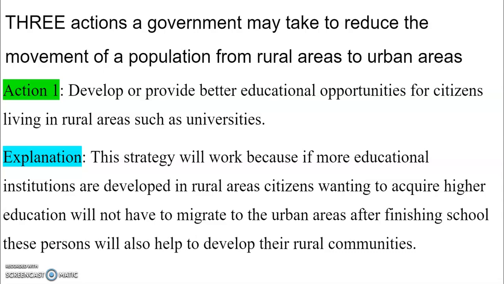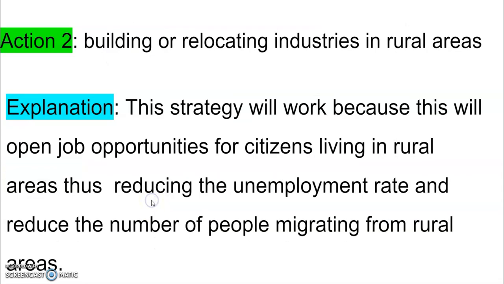and this is my explanation, this strategy will work because if more educational institutions are developed in rural areas, citizens wanting to acquire higher education will not have to migrate to the urban areas after finishing school, right? So these persons will also help to develop their rural communities, because if they have the universities in their areas, once they're finished studying, they'll be able to get jobs in their rural areas, thus developing the rural communities.